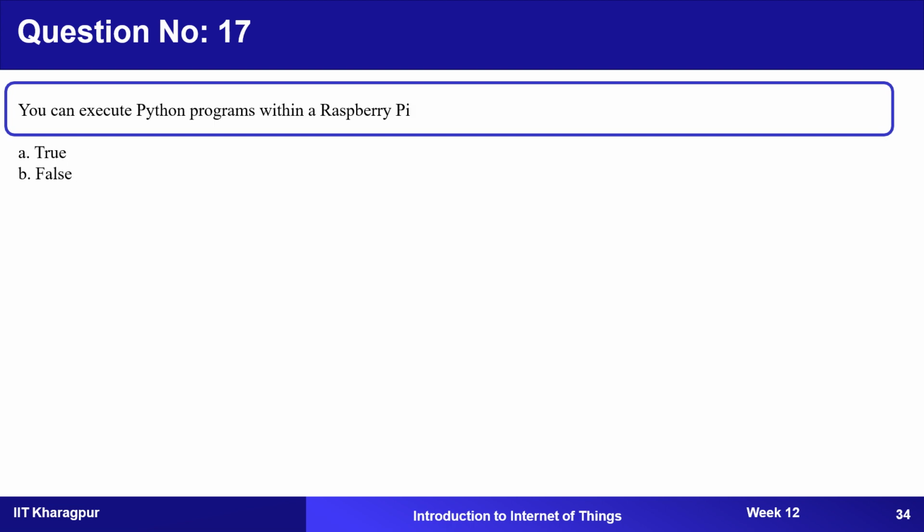Next question is, you can execute Python programs within a Raspberry Pi. True or false? True. Okay. Anyone else? Yes, ma'am, true. So this statement is true.